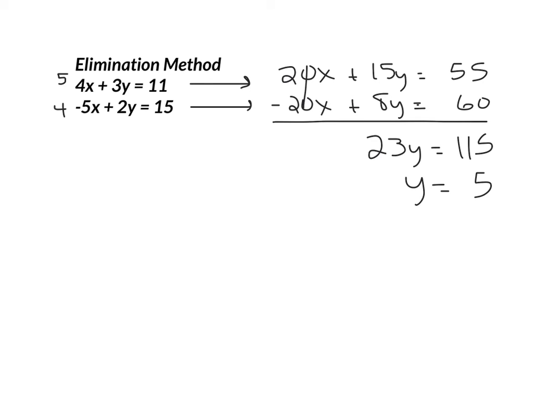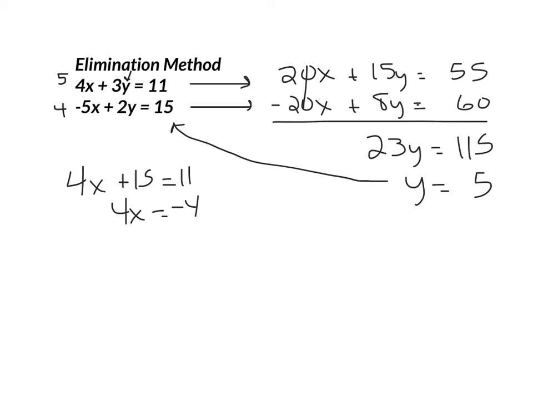Now, I still need to get my x, so you can take your 5 and plug it in anywhere you want to. I'm going to pick the first one, which gives me 4x. If I put the 5 right here for that y, that gives me 15 equals 11. Move the 15 over, it's -4, so it gives me x is -1. So my answer is (-1, 5). And because there's one answer, it would also be consistent and independent.